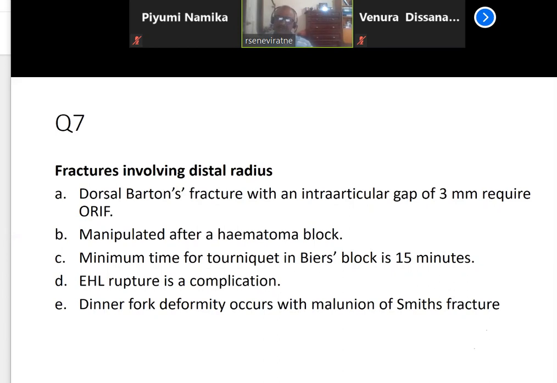So 3 millimeter gap is too much. Any intraarticular fracture anywhere in the body, if the articular surface is distracted or depressed more than 1 millimeter, then it needs internal fixation. It really needs it, because the risk of early osteoarthritis is very high otherwise. Next: manipulated after a hematoma block.